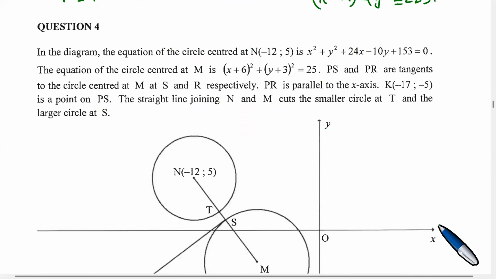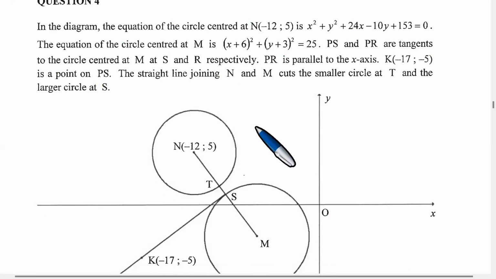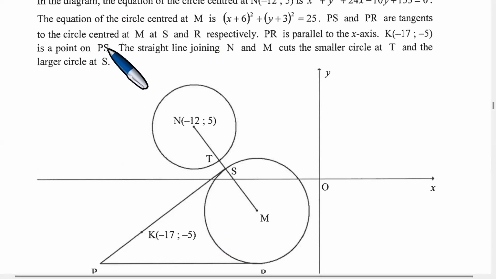Question 4 is about the circles that appeared in this year's June exam. They expect the circles to feature in this year's November exam in a few days. We just have a few days left. So in the diagram, the equation of a circle centered at N with the coordinates minus 12, 5 is this one. The equation of a circle centered at M is this one. PS and PR are tangents to the circle at M, at S and R respectively.